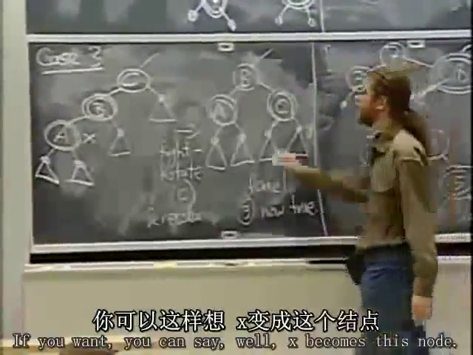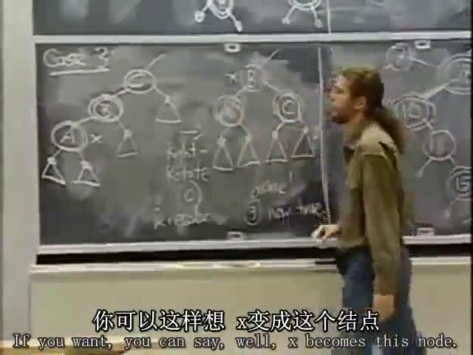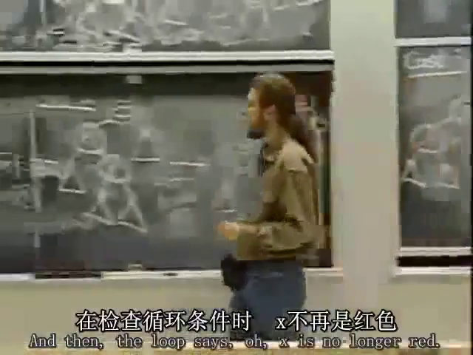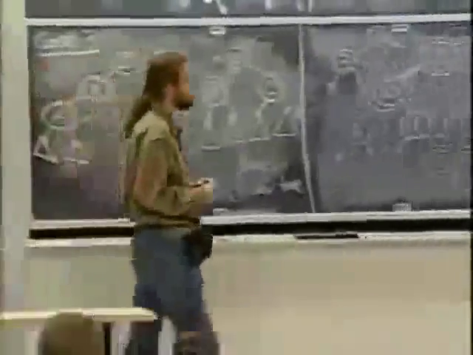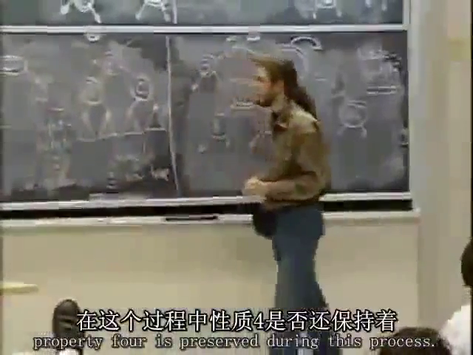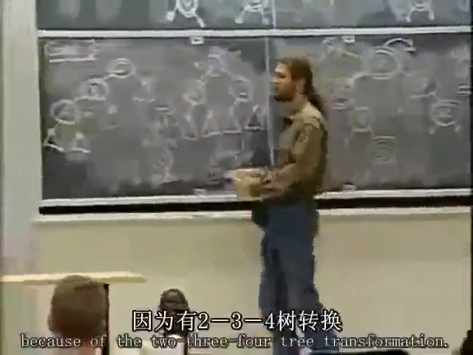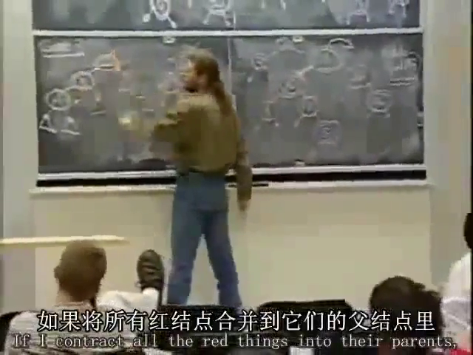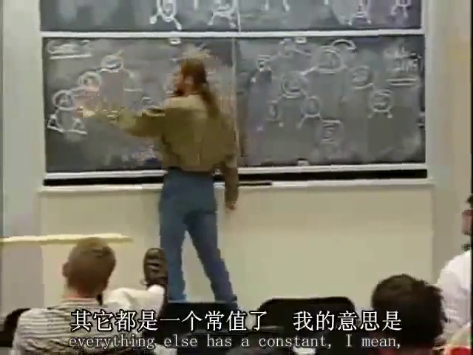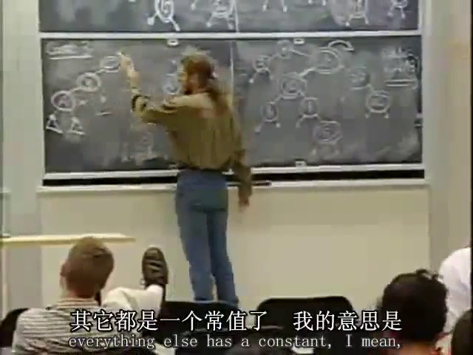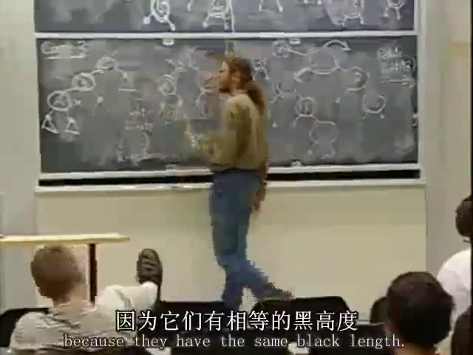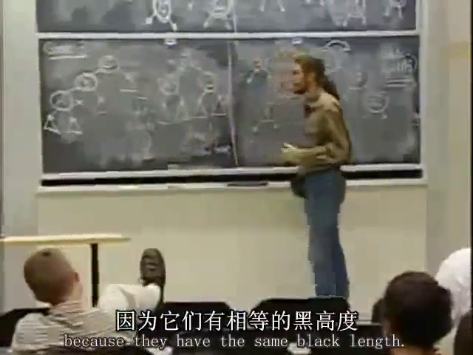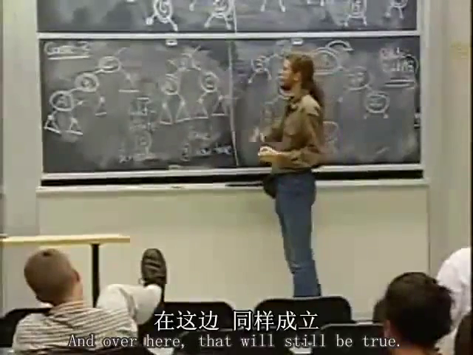If you want, you can say, well, x becomes this node, and then the loop says, oh, x is no longer red, therefore I'm done. We also need to check that property 4 is preserved during this process. Again, it's not hard because of the 2, 3, 4 tree transformation. If I contract all the red things into their parents, every path in that tree has the same length because they have the same black length. And over here, that will still be true.